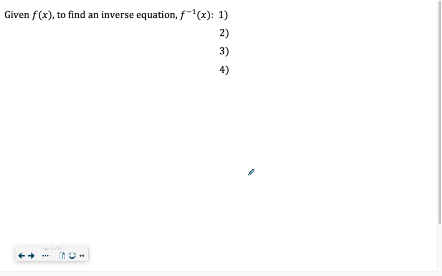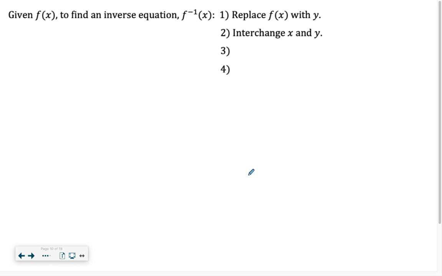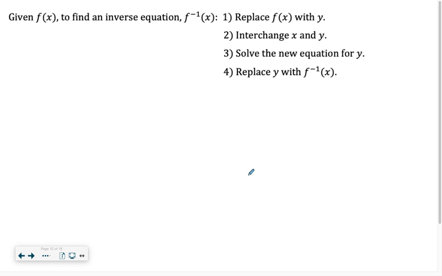Let's take a look at how to find an inverse algebraically now. There are 4 steps. First, just replace f of x with y. Usually we're given a function as f of x equals something. Then switch all the x's and the y's. If there are multiple x's, replace them all with y. Then solve that new equation for y. Get y by itself, and then replace y with the notation for the inverse, f inverse of x.